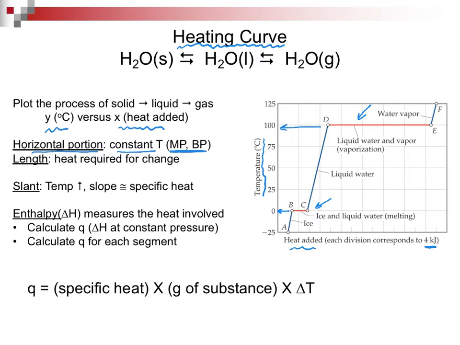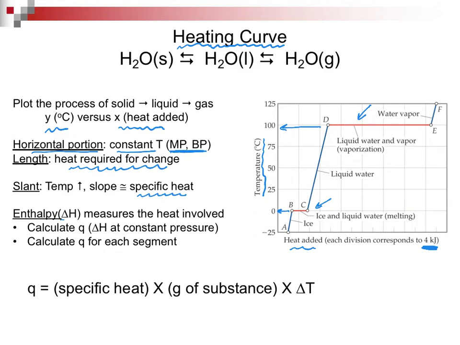The length of whatever portion we have, it's the heat I have to put in to make the change because again, each division corresponds to 4 kilojoules. You see there isn't much heat put in to melt, but there's a lot more heat in order to vaporize. And the slant, well, that's going to be the specific heat that we talked about back in chapter 5, okay?